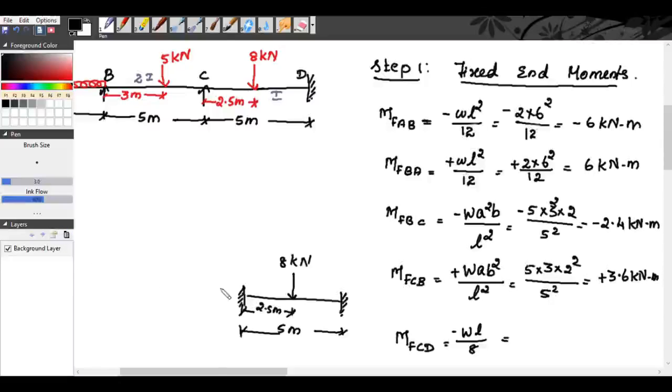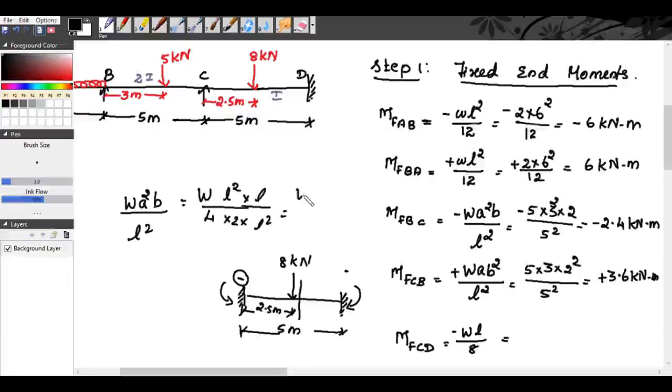So we know the formula: the left moment will be anti-clockwise and the right moment will be clockwise. When you are taking the section, the left anti-clockwise is negative and the right clockwise will be negative. Then only you will get hogging moment. So our formula is W A square B by L square. You substitute A equal to L by 2, so L square by 4, B is L by 2, into L square. You get W L by 8. That is why it is minus W L by 8.